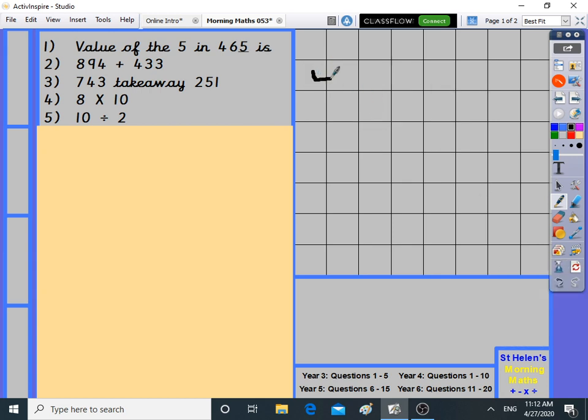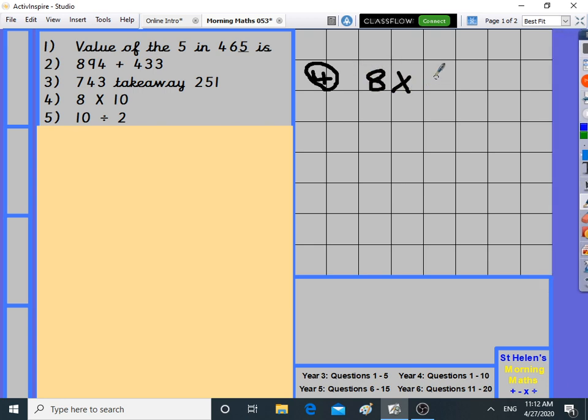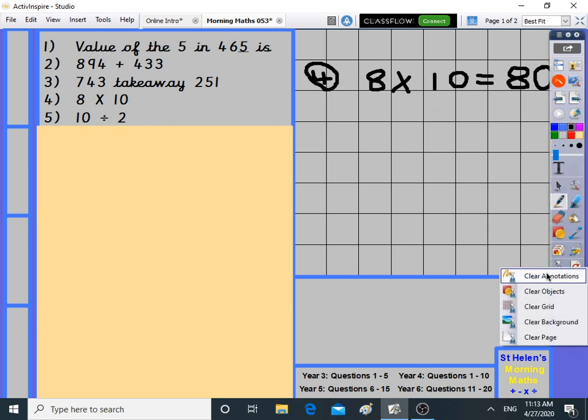Question 4, 8 times 10. In year 3 we've done our 8 times table and our 10 times table. I was singing 8s this time, that's the harder one, but I know you can do that. 8 and 16, 24 and 32, 40, 48 and 56. Then 64 and 72, 80. Counted that on my fingers, and the answer was 80. Now I move on to number 5.